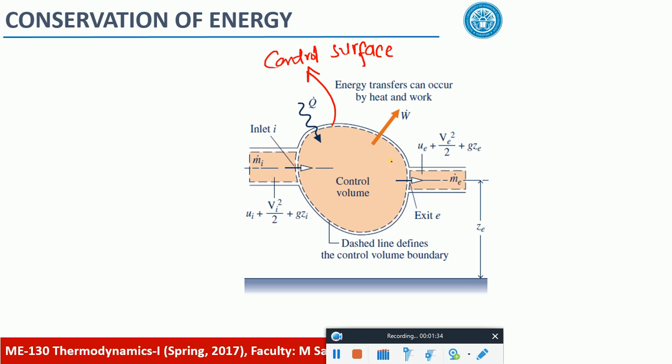Now you can see that energy can be transferred to this by heat and work. Even if you talk about closed systems, this W term and this Q term are there. And what is the additional thing? The additional thing is that mass is coming in and then mass is going out. Whenever you are bringing mass into the system, that system is bringing some kind of energy into it.